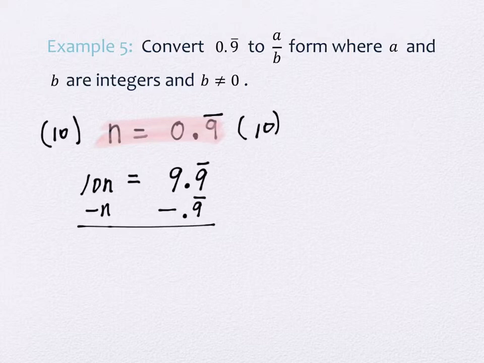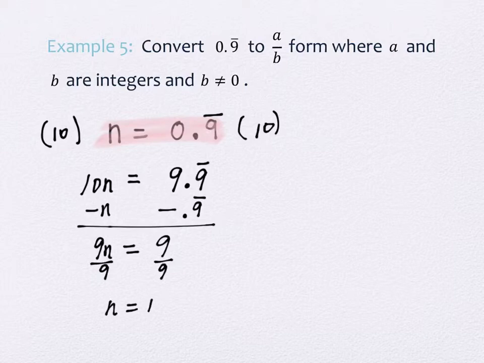So what is 10n minus n? 9n. And what is 9.9 repeating minus 0.9 repeating? 9. And then what? It divides by 9, so what's n? 1.